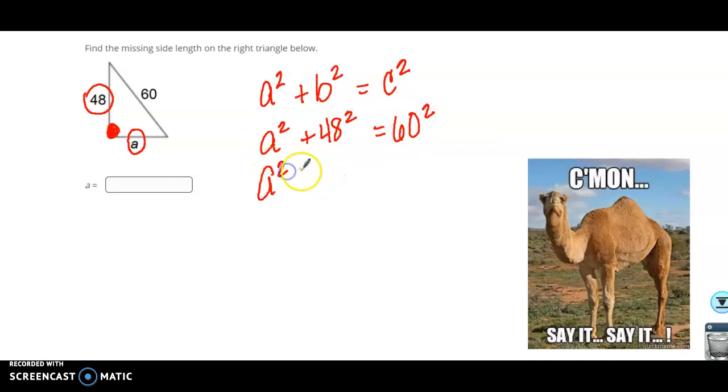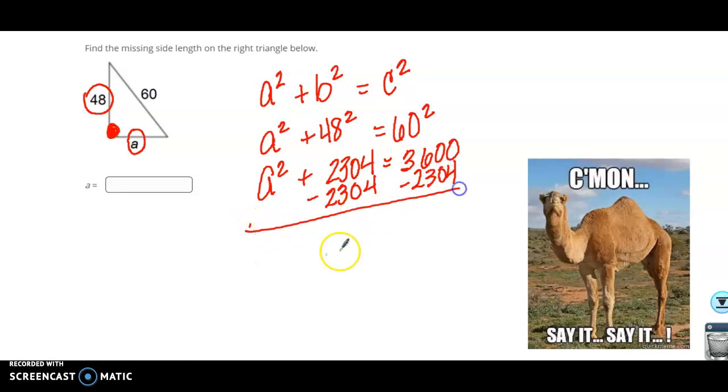Now, give me a minute. I went ahead and figured these out in advance. 48 squared is 2304. And 60 squared is 3600. Now, here's the extra step that we didn't do last week. You have to get a by itself here. So what you're going to want to do is subtract 2304 from both sides. Okay? That gives you a squared is equal to 1296. Your last step, always remember, the last step is to take the square root of both sides.